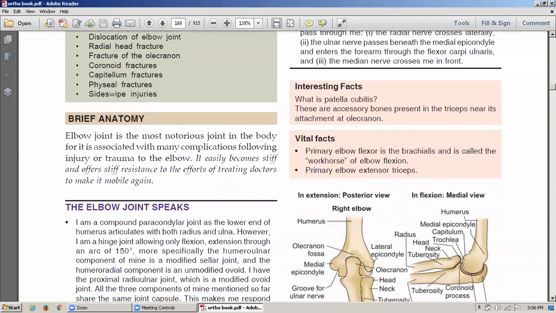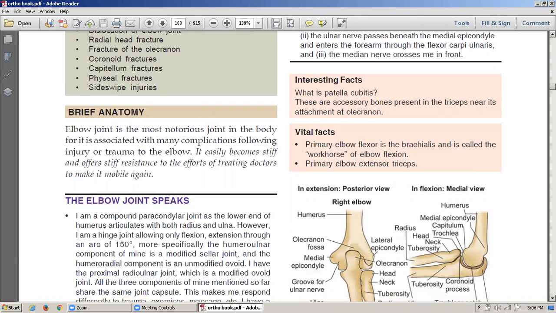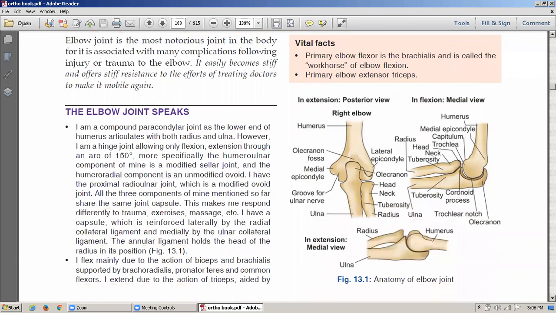Here we can see the diagram of the elbow joint, that is, the anatomy of the elbow joint. You can see it is in the extension position, in the posterior view. This is a right elbow joint. This is the humerus, olecranon fossa, the medial epicondyle and lateral epicondyle.